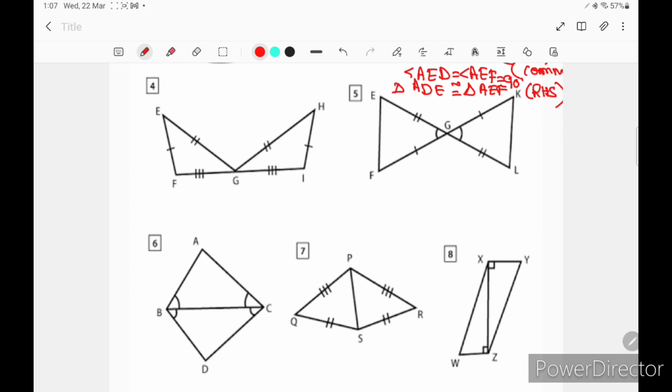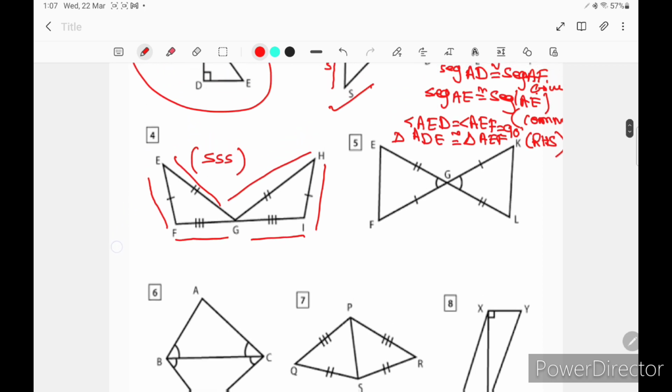Our next question is question number 4. As you can see, two triangles are given, triangle EFG and triangle HIG. Here it is clear that three sides are given. EF is equal to HI. Segment EG is equal to segment HG. Segment FG is equal to segment IG. So the triangles are congruent and the property is the SSS criteria.